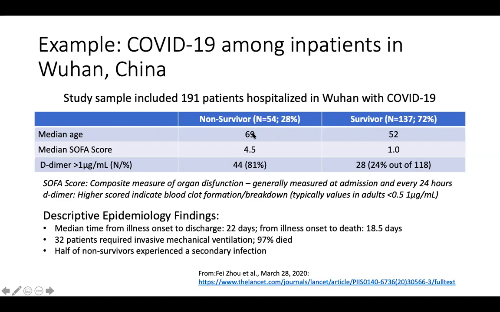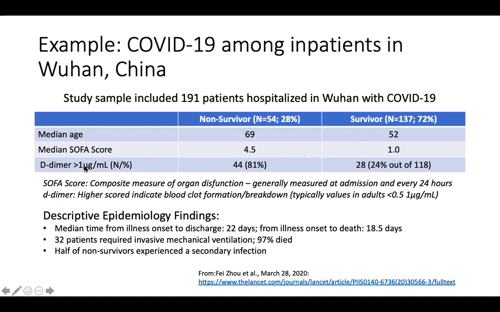What we see here was that those who didn't survive were a little bit older by median age. They had a higher median SOFA score, which is a composite or aggregate measure of organ dysfunction. It's generally measured when you are admitted to a hospital and then every 24 hours thereafter. Higher numbers say more organ dysfunction, and they were higher among those who died.